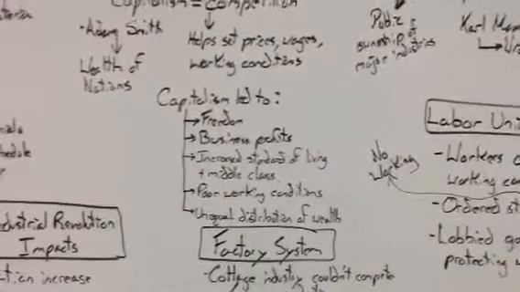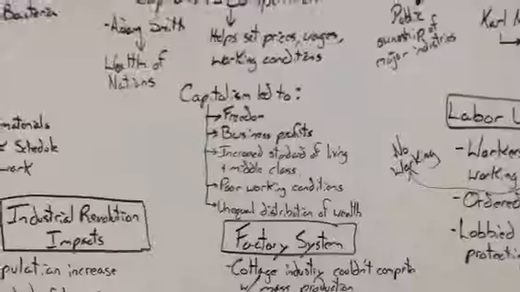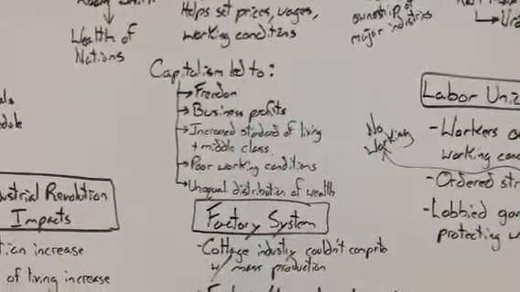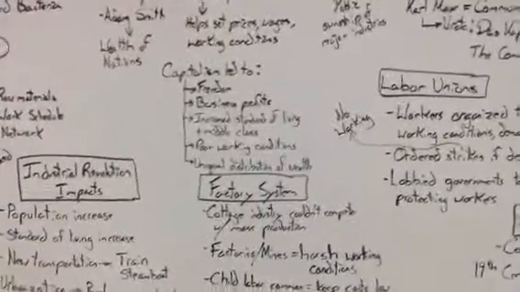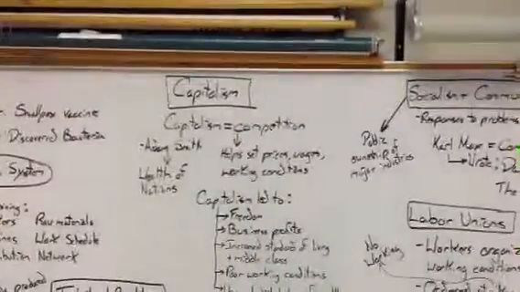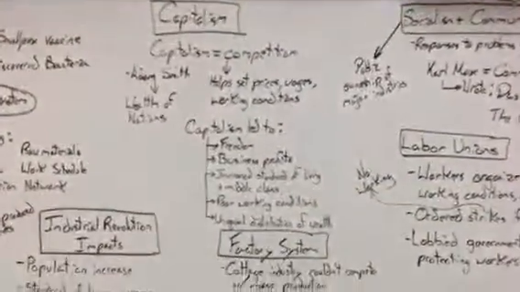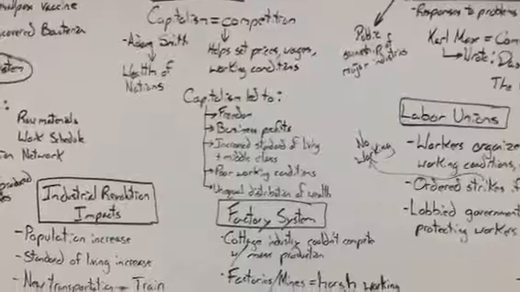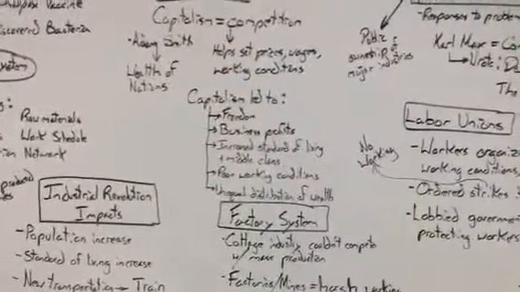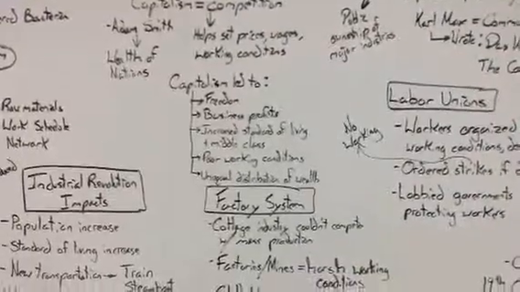It leads to business profits for the vast majority of businesses, if they're competitive, that is. It leads to increased standards of living, and it leads to growth in the middle class. What we also see it leads to, though, is poor working conditions. Although we did say it helps to set wages and working conditions early on, when all the factories had crummy working conditions, well, it led to poor working conditions all across countries of the Industrial Revolution. It also leads to an unequal distribution of wealth.